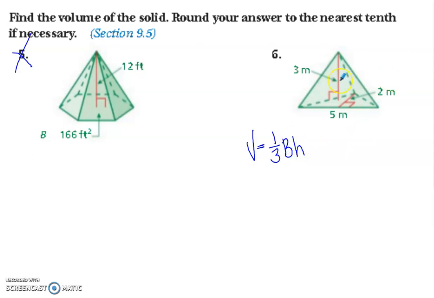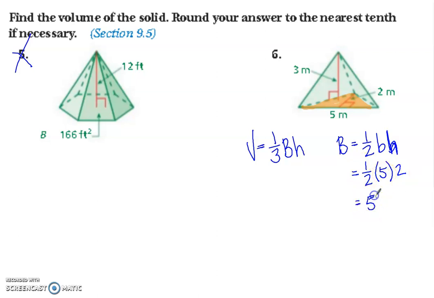Now the base here is this orange triangle. Since the shape of the base is a triangle, I have to use the area formula for a triangle. Now as I'm looking at the orange triangle there, the base is 5 and the height is 2. Now if you were to put this in a calculator, you would get 5. But just think about half of 2 is 1, and 1 times 5 is 5.